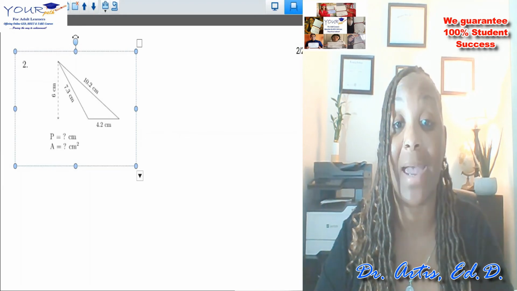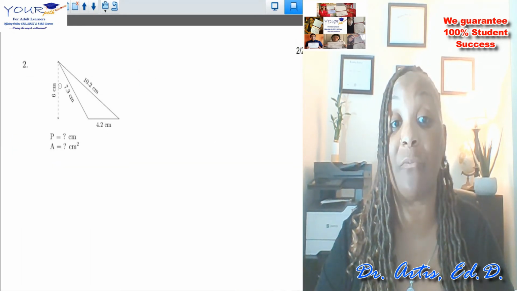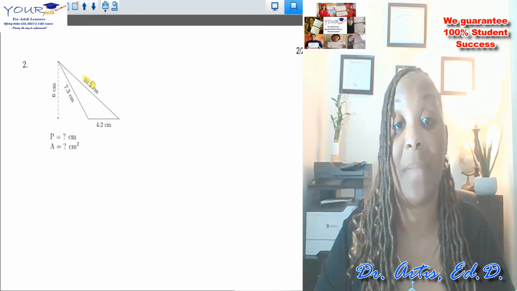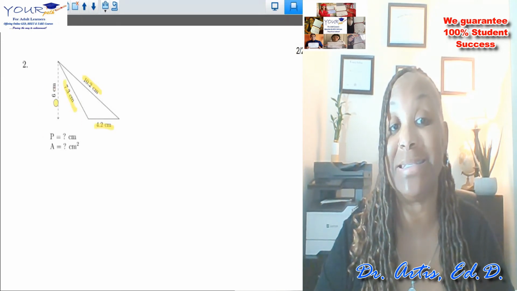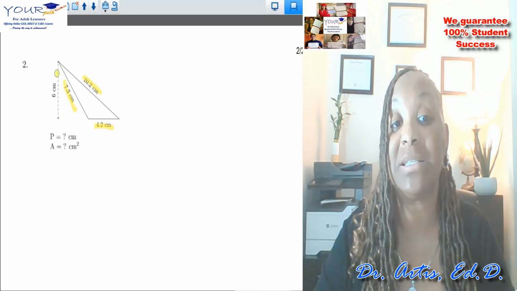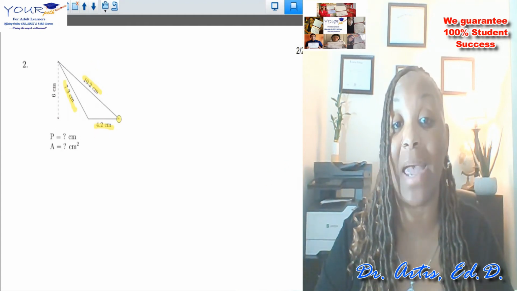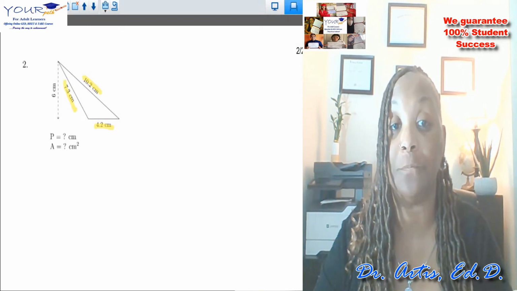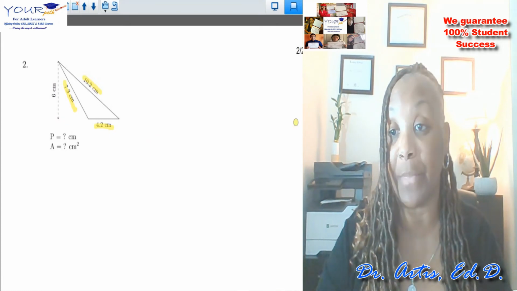For triangle number 2, we know that when we're finding the perimeter, all we're doing is adding the measurements around the actual shape, okay? So the measurements around the shape are here, okay? This is not included. This here, the 6 centimeter, is only the height. It is showing me how tall this triangle would be, right? So it's giving me the height of the triangle. But this measurement should not be included in the perimeter, all right?